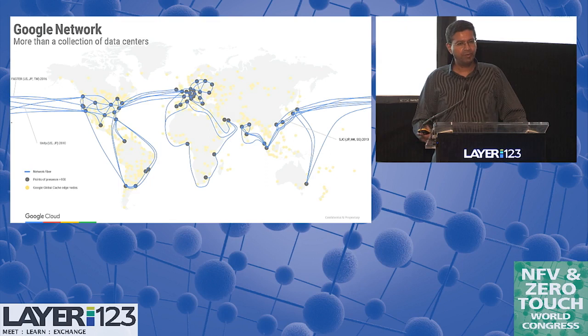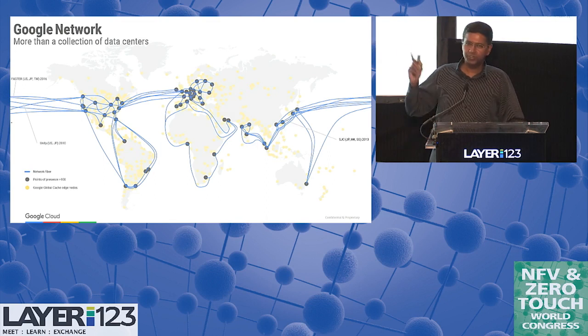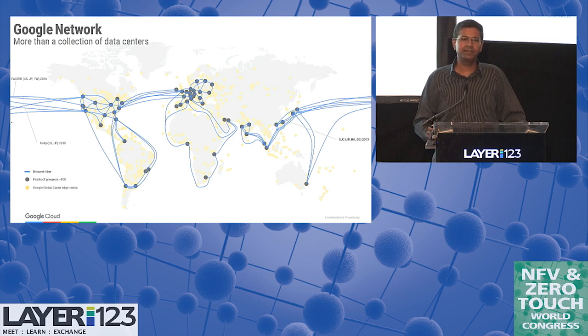And this is our fiber footprint across the globe. The points in gray are the POPs that we have, more than 100 POPs across the world. The points in yellow, which you cannot see too clearly, are our caching nodes that are scattered throughout the globe.